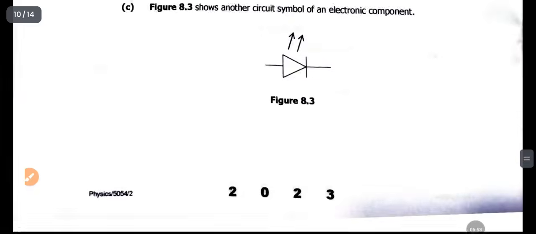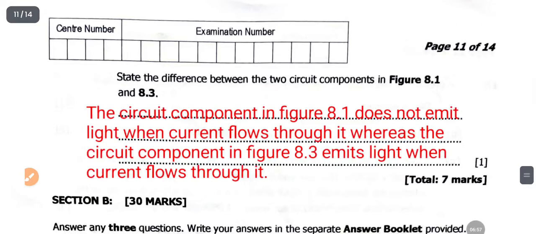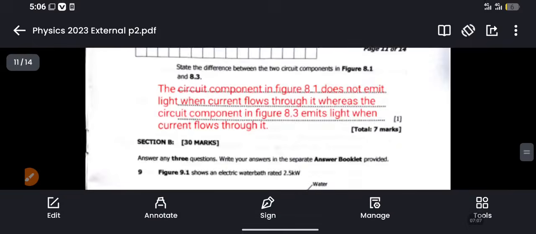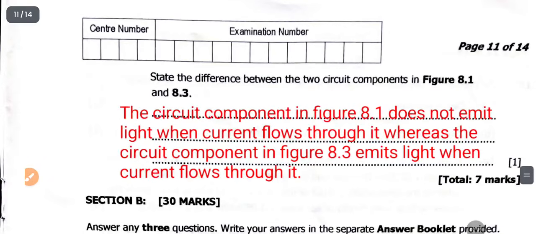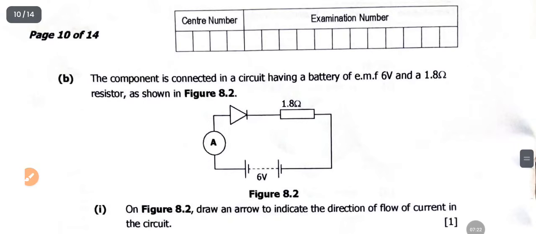It's different from the diode. I explained here that the circuit component in figure 8.1 does not emit light when current flows through it, whereas the circuit component in figure 8.3 emits light when current flows through it. So this component here will emit light when the current flows through it. However, a diode does not emit light when current flows through it.